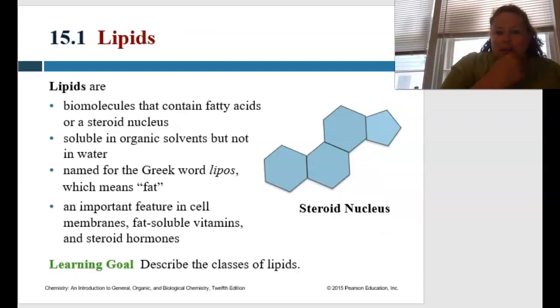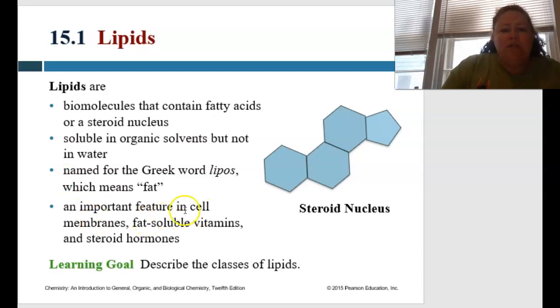So when talking about lipids, lipids are biomolecules that contain fatty acids or a steroid nucleus. They're soluble in organic solvents, but not in water. The Greek name for lipos means fat. Okay, so that would kind of make sense. If we think of oil and water, they don't mix, right? So the oil is a fat, and so that's why it's not going to be soluble in water.